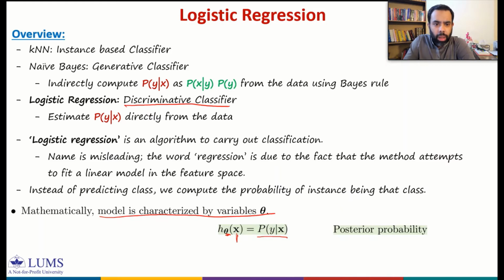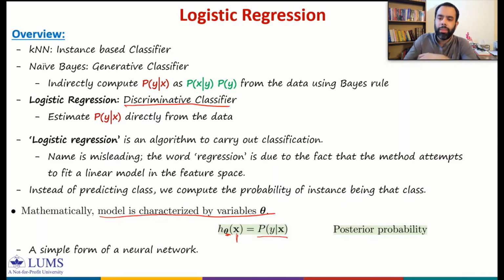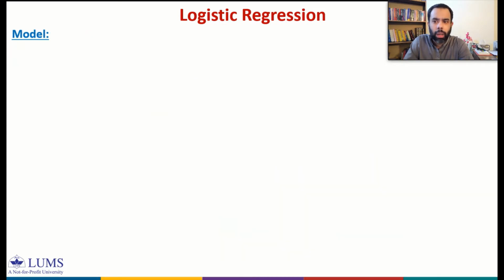Logistic regression model is a simple form of a neural network. I wanted to mention this before we move forward, because we will build a neural network using the concepts of logistic regression. If you understand logistic regression, it will be very easy to follow the construction of neural networks. Let's build a model of logistic regression classifier.